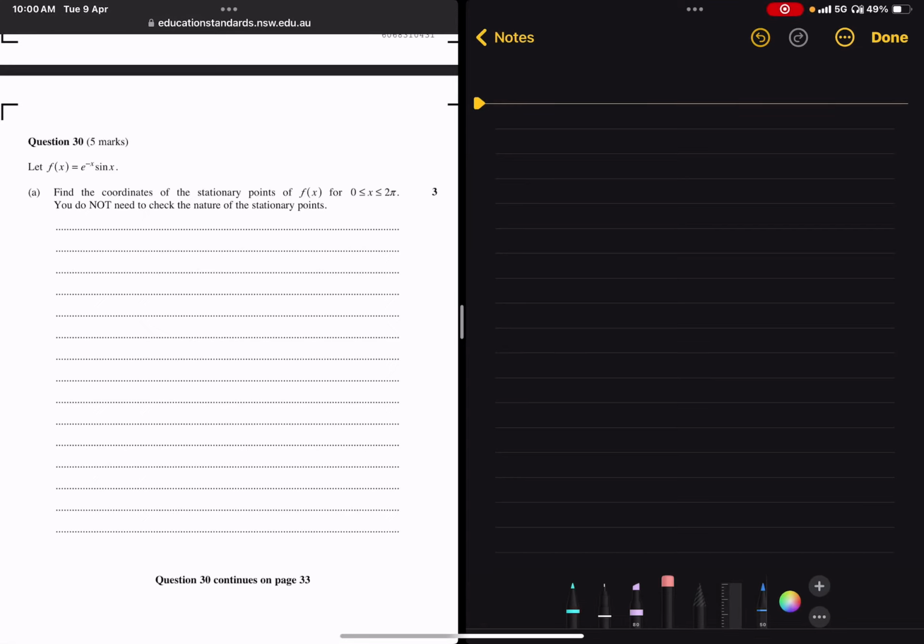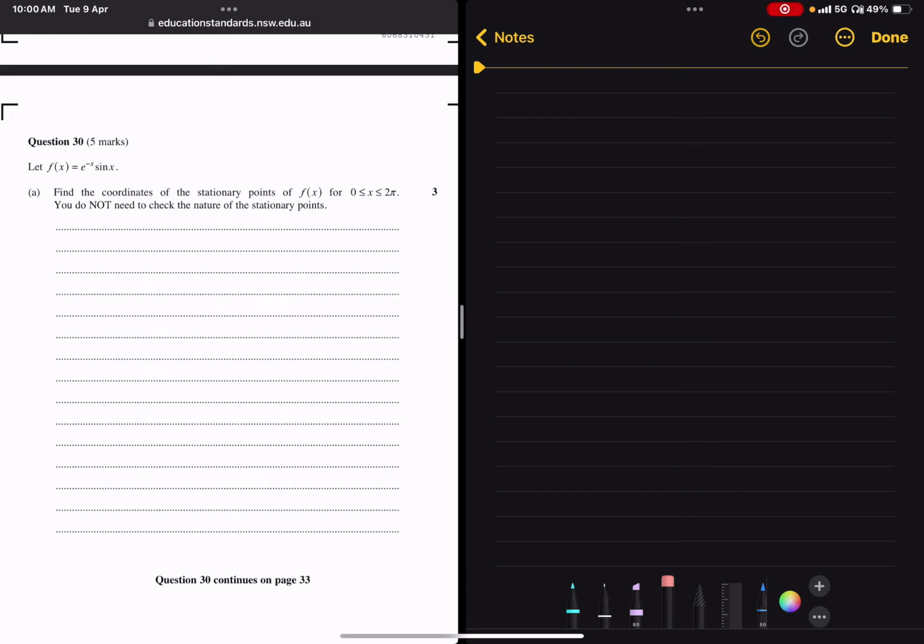Okay, so now we're going to take a look at another question. This comes from the HSC Advanced Maths 2023 paper. This is question 30. We are told to find the coordinates of the stationary points of the function between 0 and 2 pi. You do not need to check the nature of the stationary points.